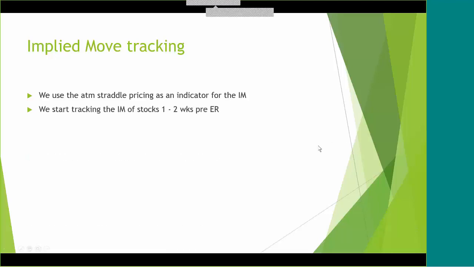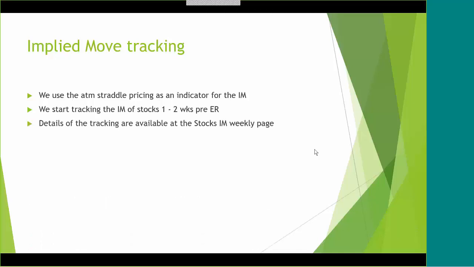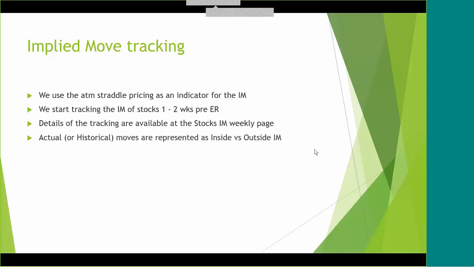We start tracking the implied move of stocks 1 to 2 weeks prior to the ER, and that data is available right on our website. So you can see how the price of the at the money straddle has evolved over the last couple of weeks, and I'll show you some detail of that. We also track the historical move, the actual one-day trading move of a stock after the earnings event, and represent it as either inside or outside the implied move.